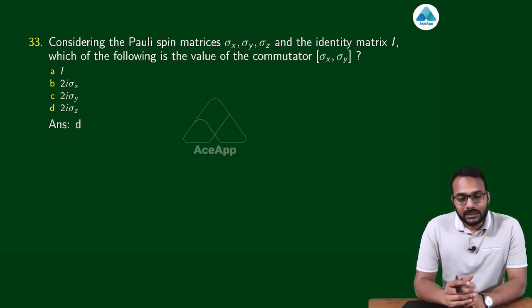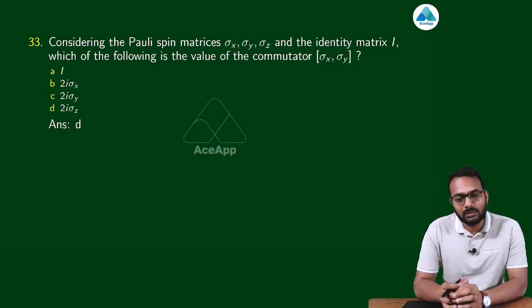Considering the Pauli spin matrices sigma x, sigma y, sigma z and the identity matrix I, which of the following is the value of the commutator of sigma x with sigma y?